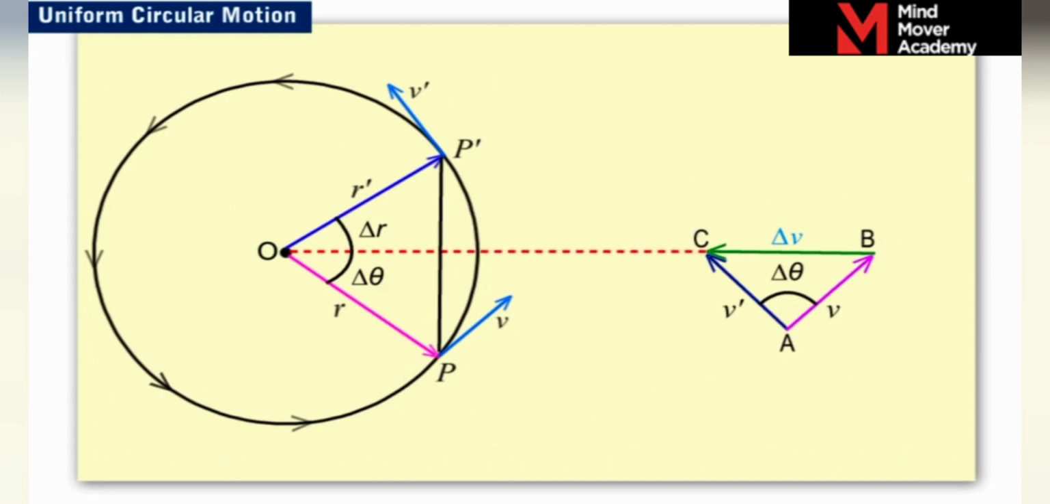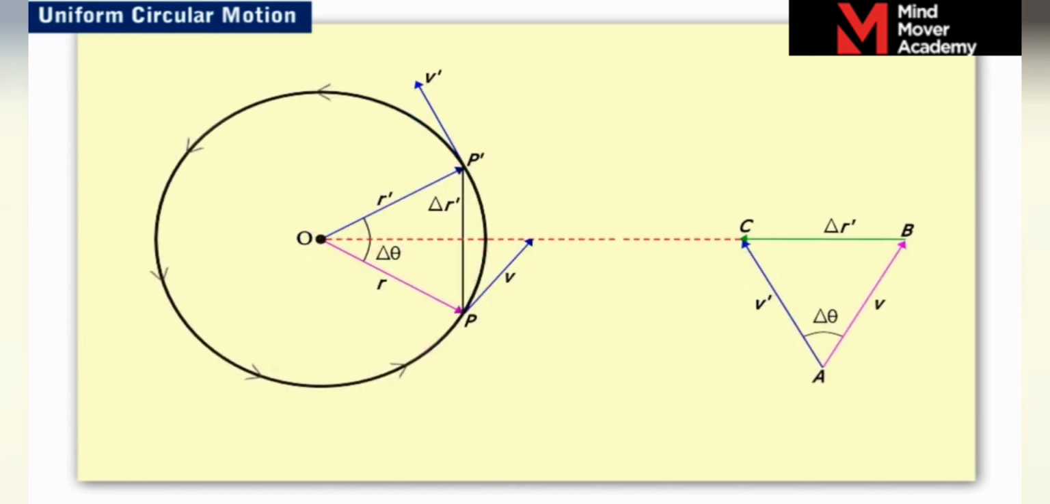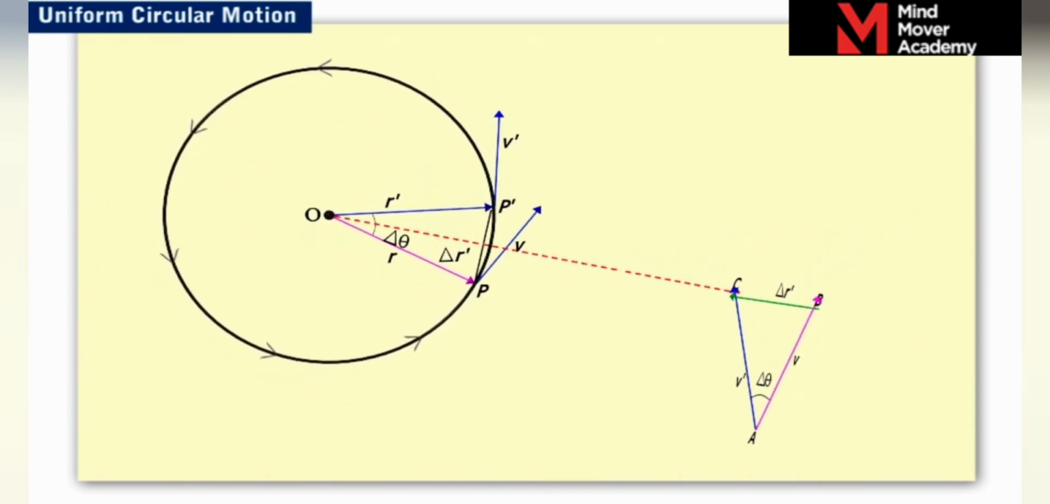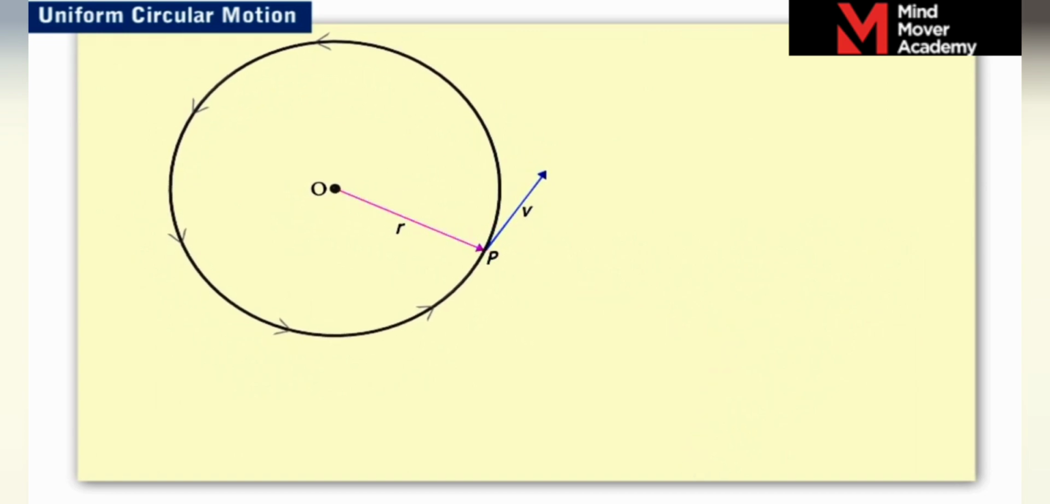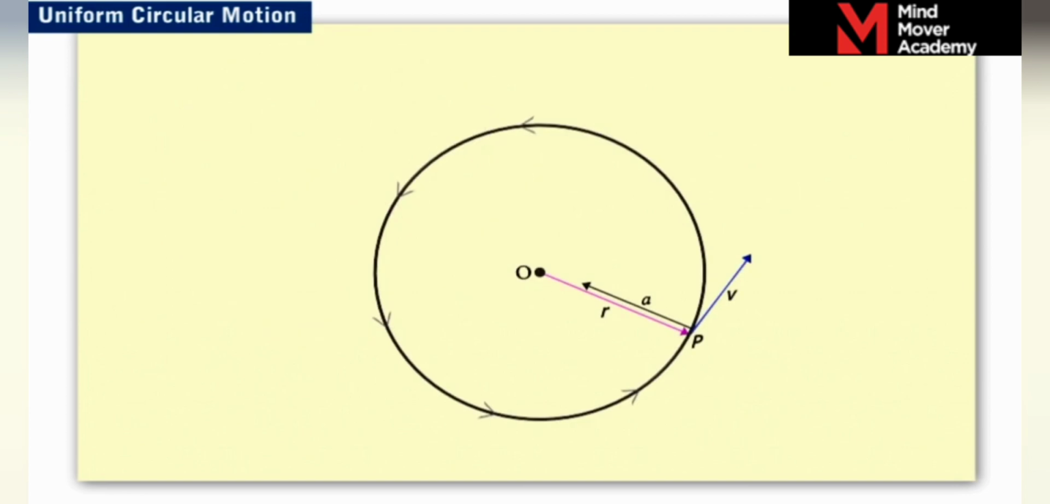We can verify all these by changing the position of the point P dash. As delta t tends to 0, the angle delta theta also tends to 0. And hence the average acceleration becomes instantaneous acceleration. Therefore, we can conclude that the acceleration of a body in uniform circular motion is always directed towards the center of the circle.